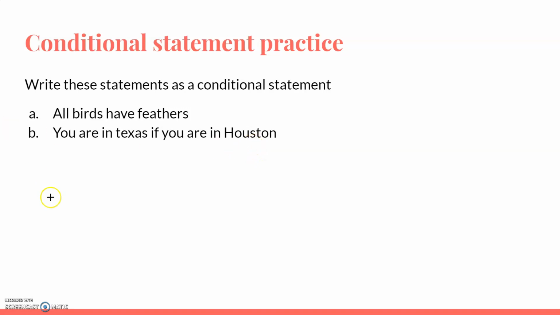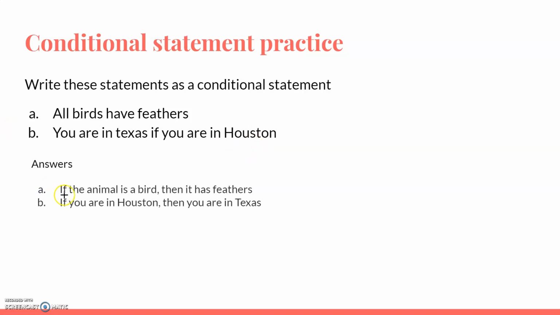Alright, now that you're back. A, if the animal is a bird, then it has feathers. So we can't just say if it is a bird, we have to describe what the "it" is. So if the animal is a bird, then it has feathers. As we can see here, it says all birds have feathers. So if the animal is a bird, then it must have feathers.